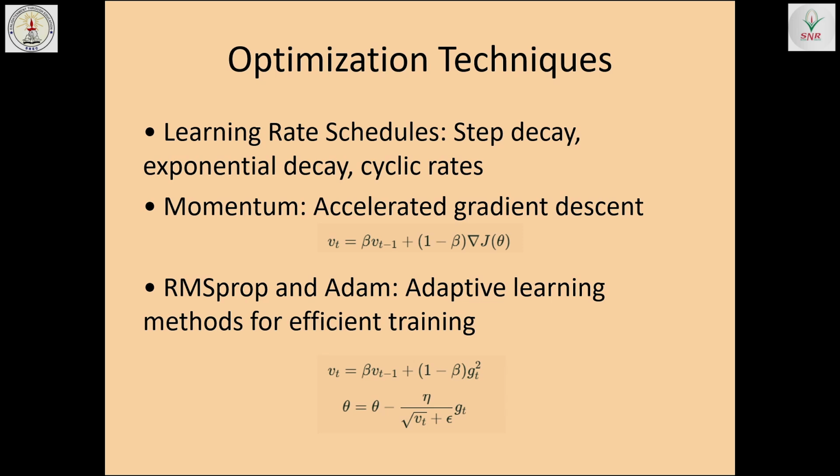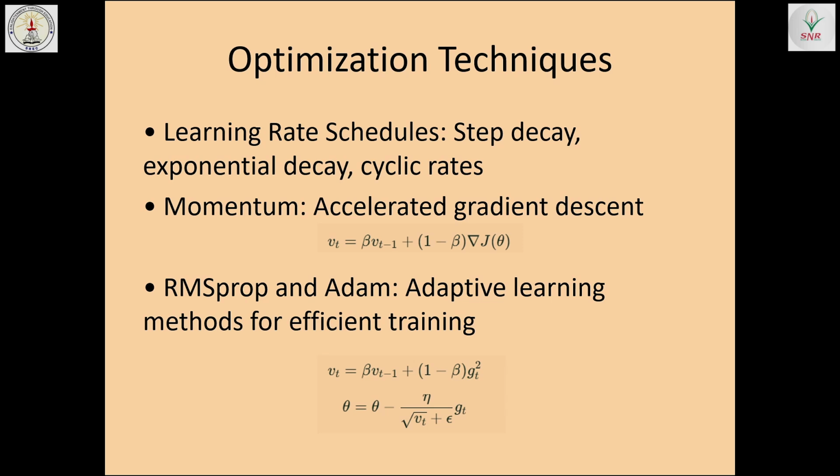And then we have momentum, and then we have the RMS prop and ADAM equations. So, here we have to understand that momentum is one optimization technique that helps accelerate gradient descent by considering previous gradients. In this equation we can see that Vt is equal to beta Vt minus 1 plus 1 minus beta del J theta. Here Vt is velocity, beta is momentum which can be set between 0.5 and 0.9, and del J theta is the gradient of the cost function.